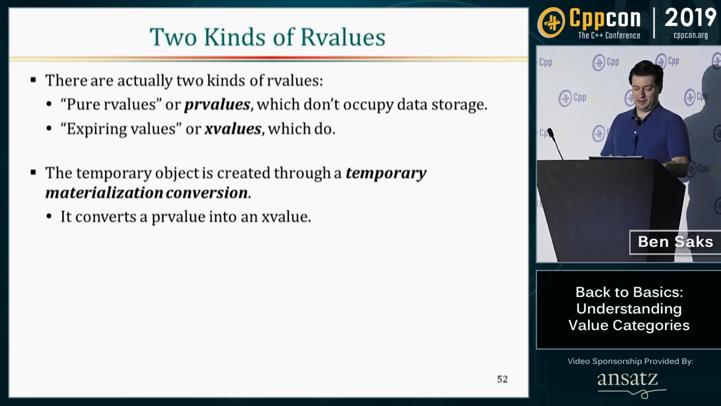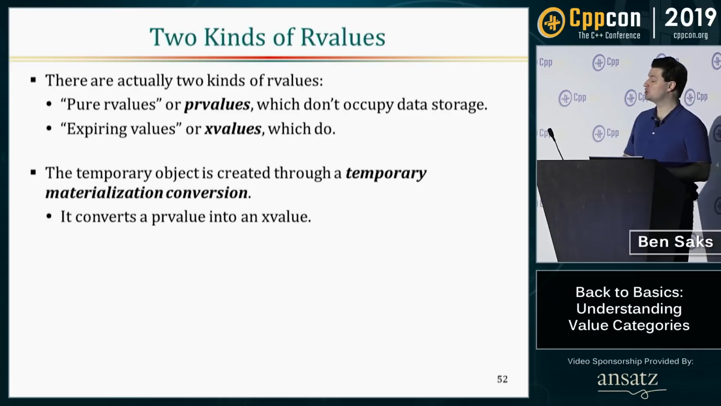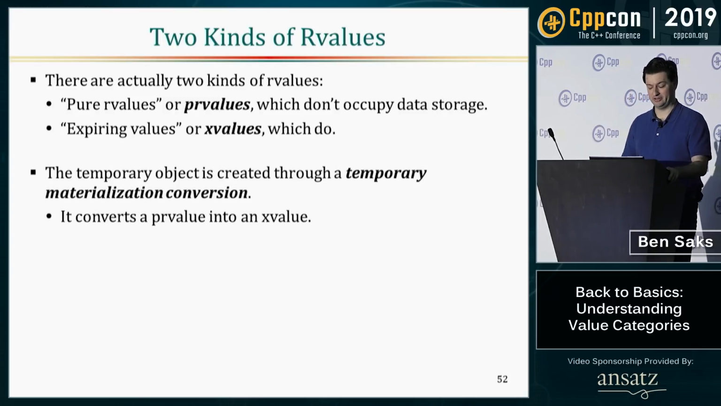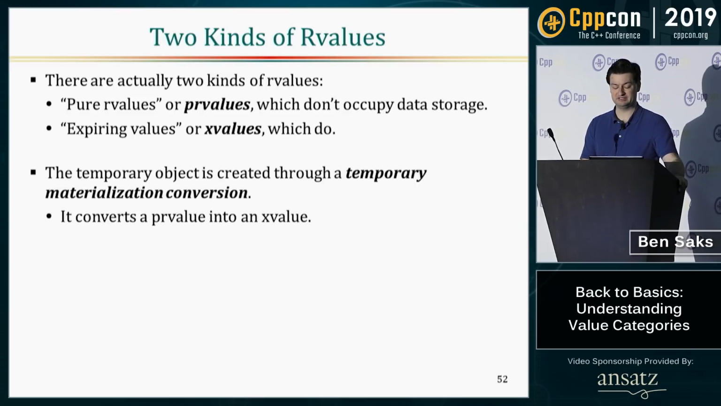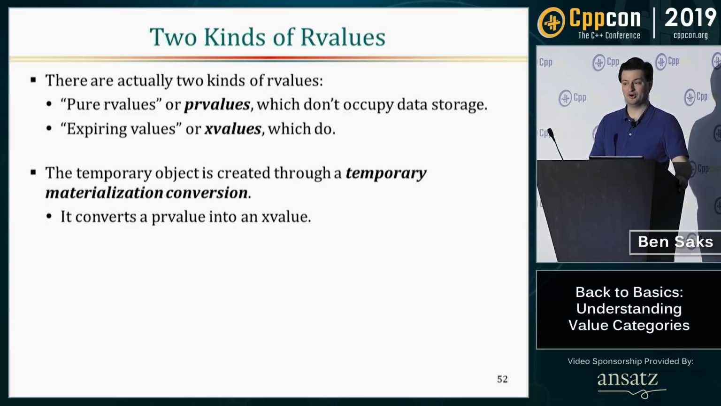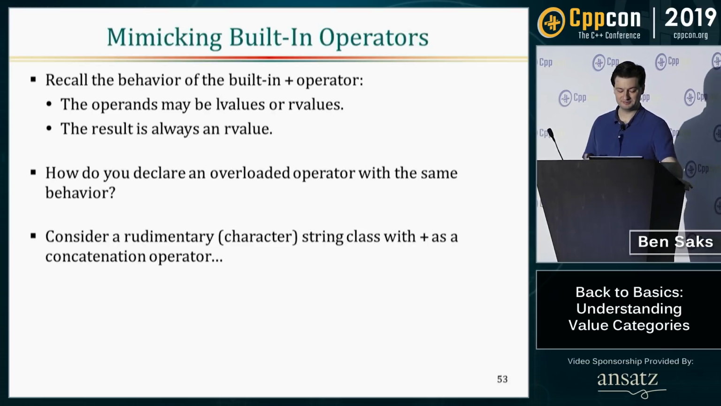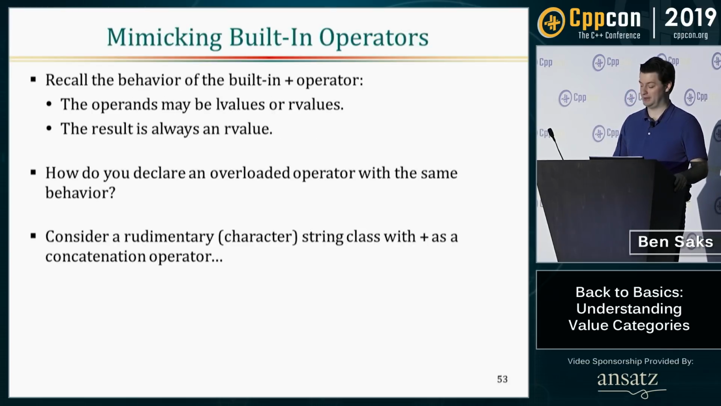So, when the temporary is created as part of binding this reference to a constant object to an Rvalue, it's created through what's called a temporary materialization conversion. It's a conversion that turns a PR value that doesn't have a location into an X value that does have a location. So that's what's going on there.